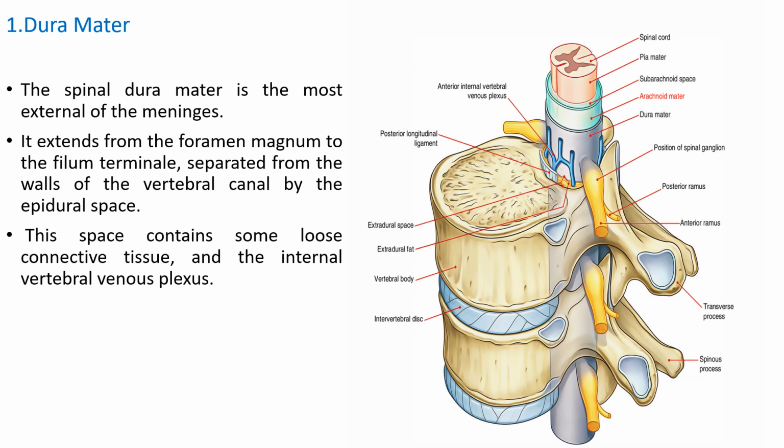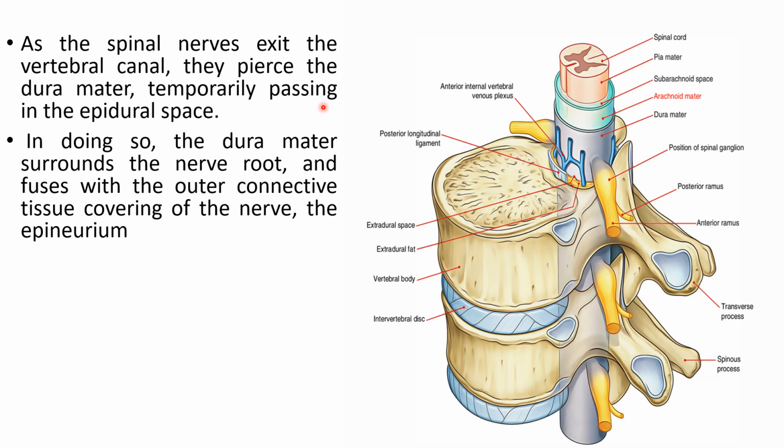It consists of fat as well. The spinal nerve exists in the vertebral canal. They pierce the dura mater, temporarily passing in the epidural space. In doing so, the dura mater surrounds the nerve root and fuses with other connective tissue covering the nerve called epineurium. This is the picture of a spinal nerve piercing the dura mater.